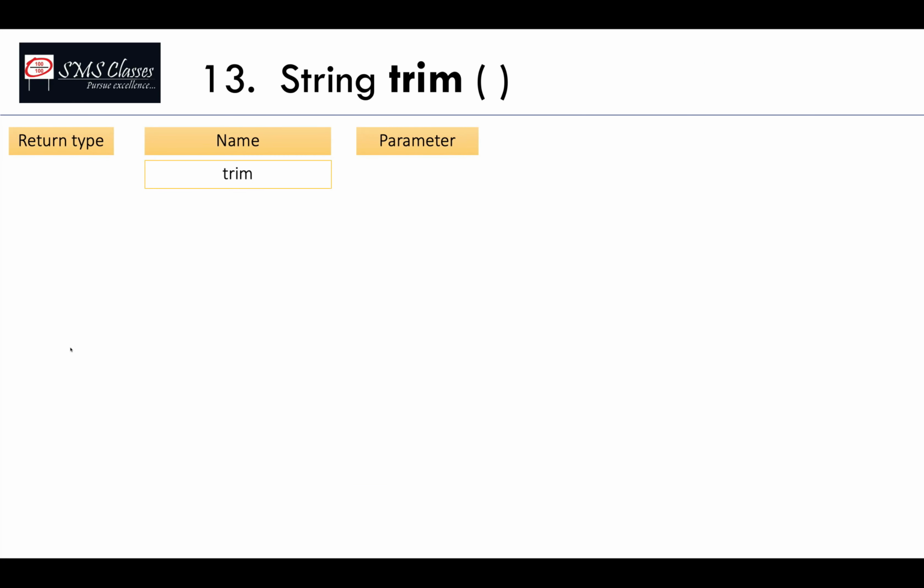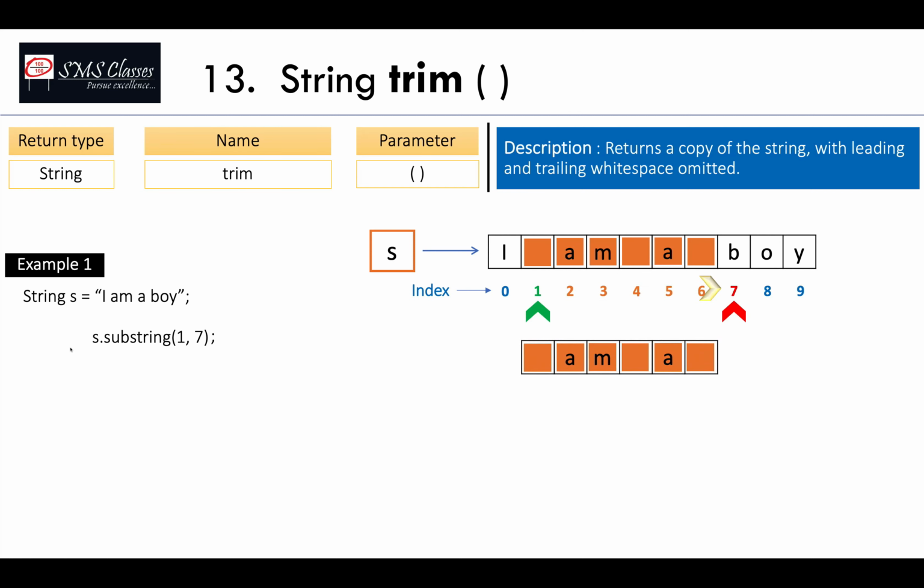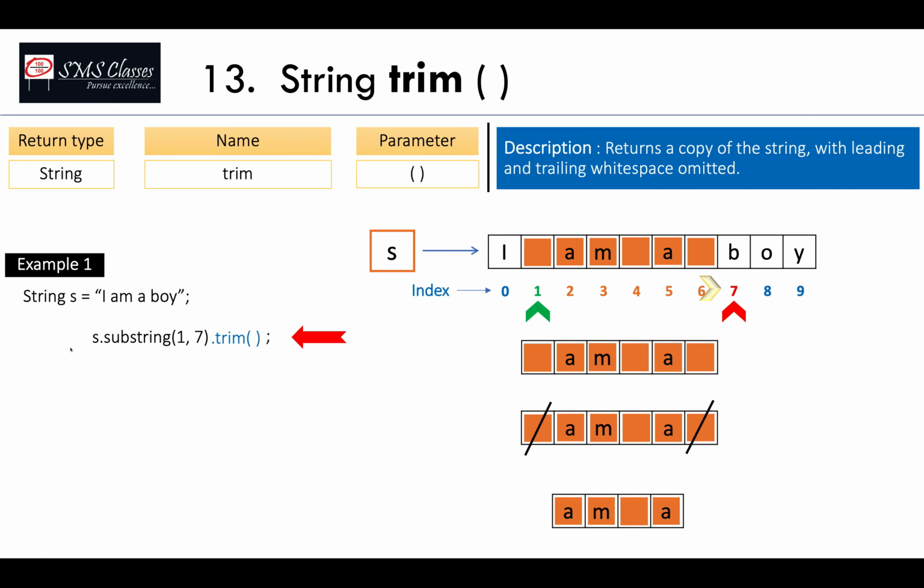Trim. The method name is trim, no parameter, return type is string. If we take an example, "I am a boy" as a string, s.substring(1, 7) is space am space a space. That is what substring returns. Now we apply .trim on it. It is going to omit the spaces in the beginning and the end, and the result will be "am a". So basically what trim does is it removes the spaces in the beginning and the end of the given string.